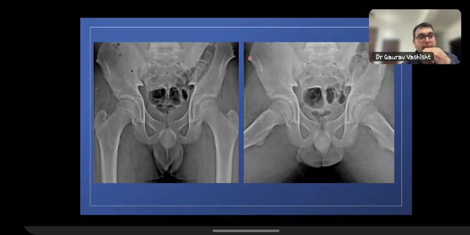Nice answers coming up. Why are we thinking of PVNS on X-ray? Simple things, please. History is that he has got sudden onset left-sided gluteal pain after a football match.